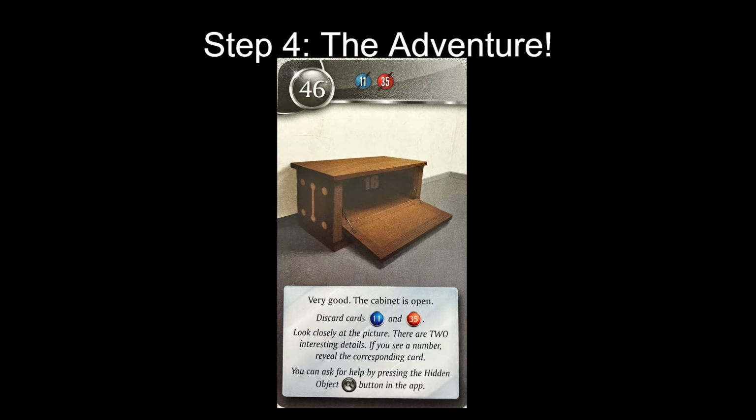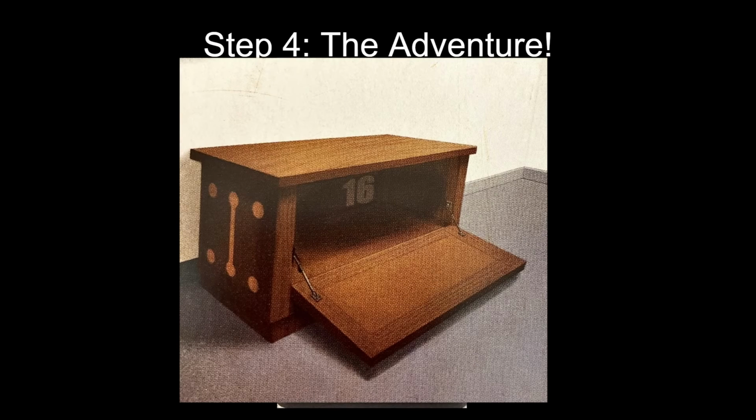The cabinet opens. Your new card will then instruct you to discard the key card, number 11, and the locked cabinet card, number 35, as we have no further use for them. Look carefully at this card. What do you see? You might have noticed the odd pattern on the side of the chest that looks similar to the dot pattern on the green machine card, number 69. Let's remember that, but set it aside for now, as we still have nothing to use on the machine.